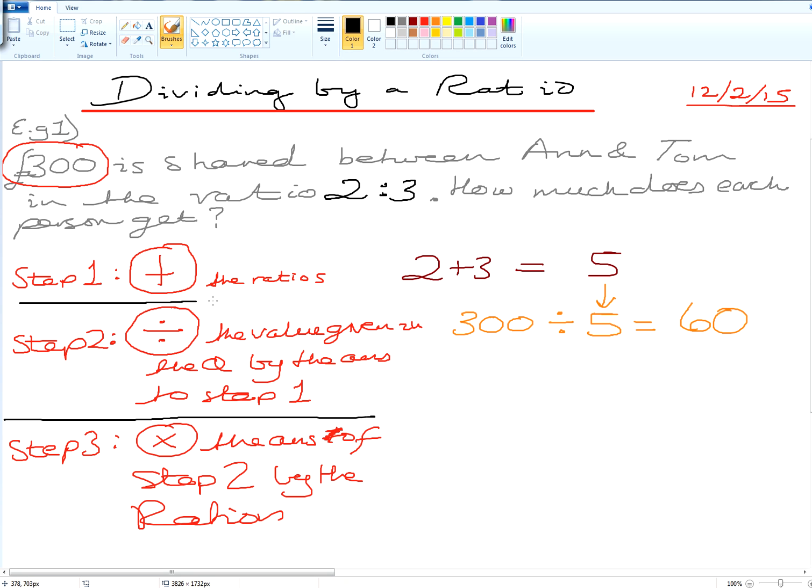So you do 60 times 2. First of all, we done adding, then we done division. Now we're going to get the 60 and we're going to multiply it by the ratio. What was the ratio, by the way? 2 and 3.